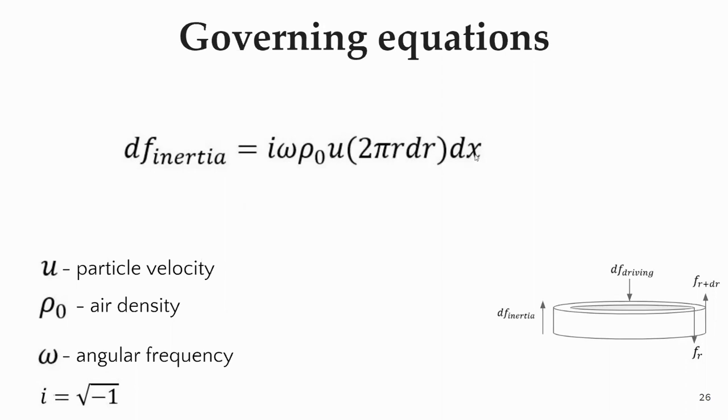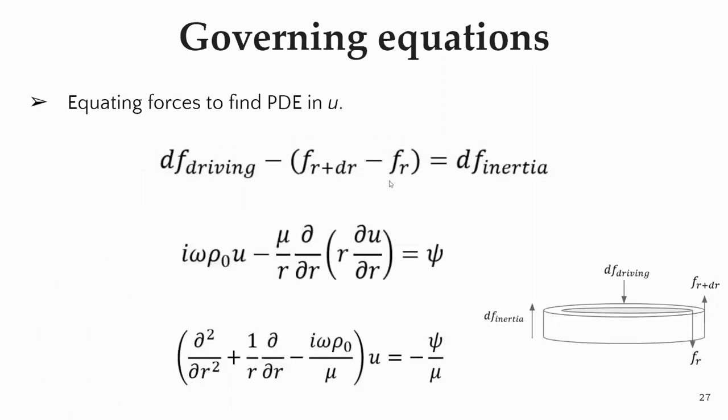We know 2πr dr dx, and this whole term becomes volume times rho, meaning volume times density, which is mass. Now we need acceleration, which is du/dt. We know du/dt becomes iωu, where u is the particle velocity. If we put all these equations together, we find a partial differential equation like this, which we get after solving all this. It's a partial differential equation in the particle velocity.